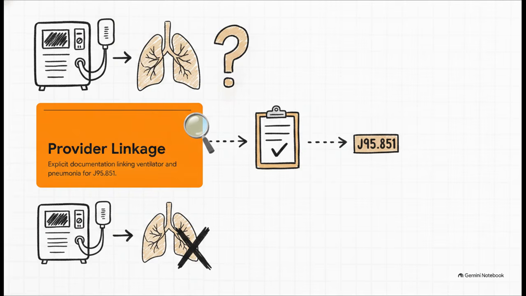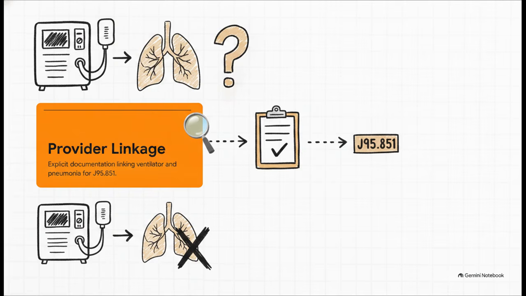Imagine a patient intubated after trauma who suddenly develops a fever. Listen carefully. Just because they are on a mechanical vent and have pneumonia does not automatically equal VAP. The provider must establish that clinical relationship in the chart. Code J95.851 for ventilator-associated pneumonia can only be assigned when the provider has explicitly documented VAP.